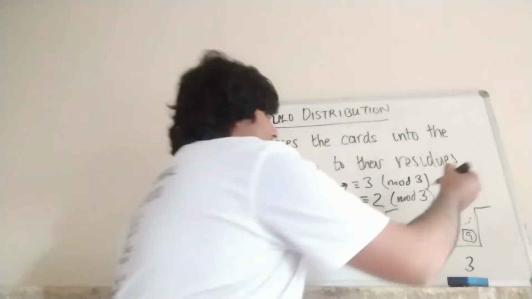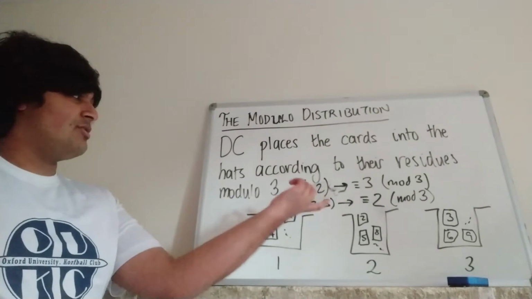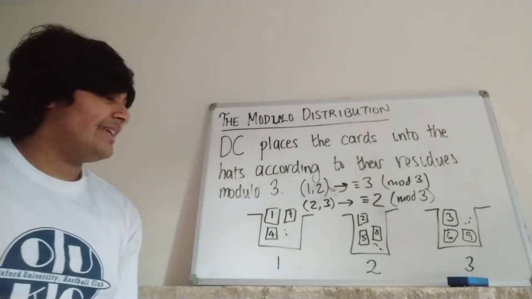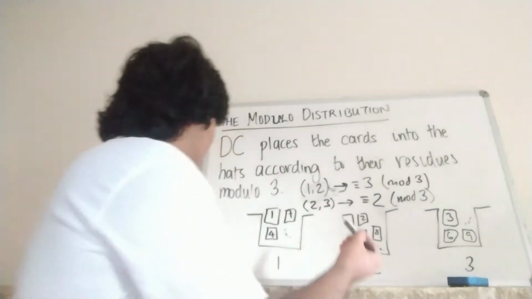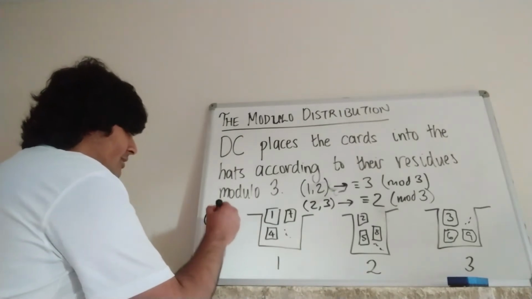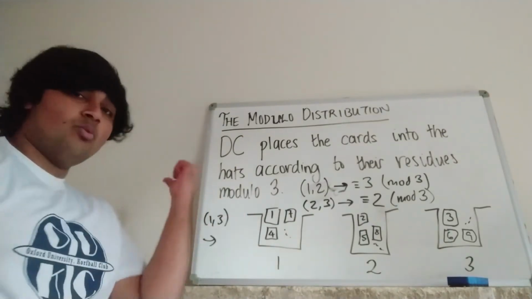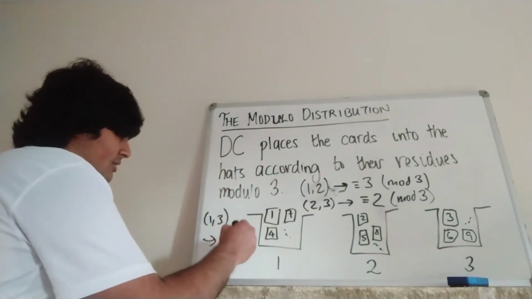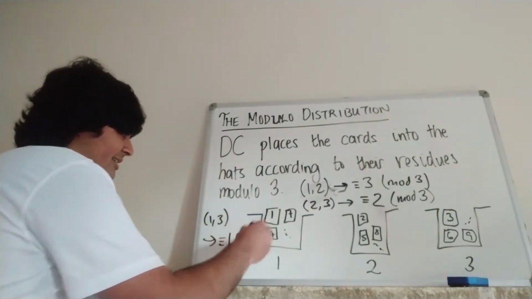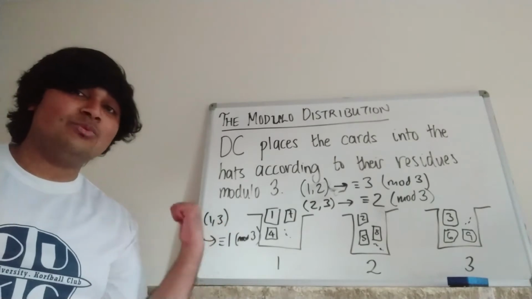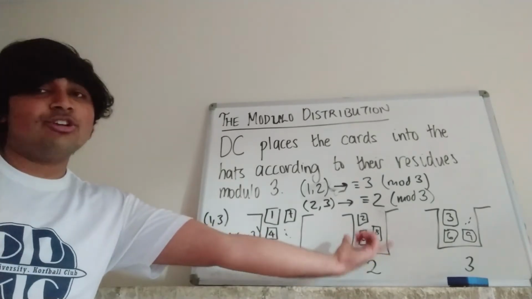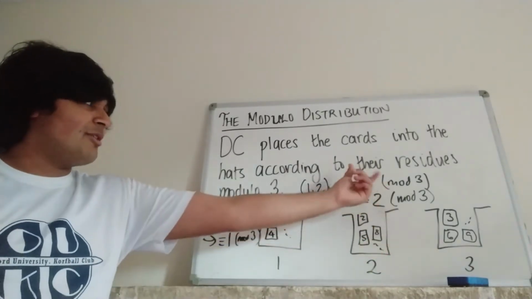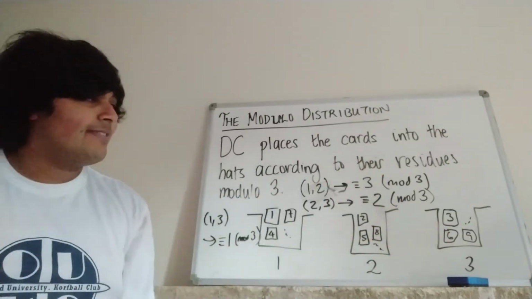And now if the spectator chooses 1 and 3, so the remaining pair of hats, then that's going to correspond to a sum of 1 mod 3 plus 3 mod 3, which is just 1 mod 3. So if David Copperfield hears 1, then he knows that the hat that wasn't chosen was 2.